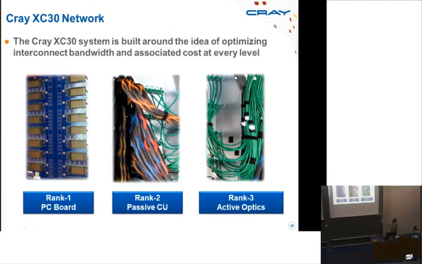So 3 things, or the 3 networks to be aware of: the rank 1 network, which is the intra-chassis network; the rank 2, which is the intra-group network; and the rank 3, which is the intergroup network. And the idea is, by separating them out in this way, we minimize the amount of active optics that are required, which are very expensive and make machines expensive to sell and expensive to buy. And we maximize the use of electrical signals like copper and backplane routing on the PC board.